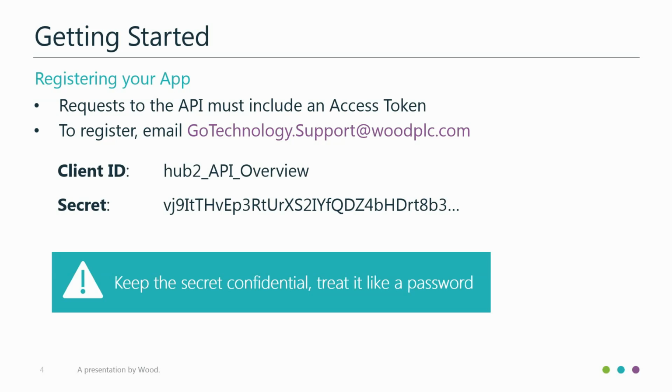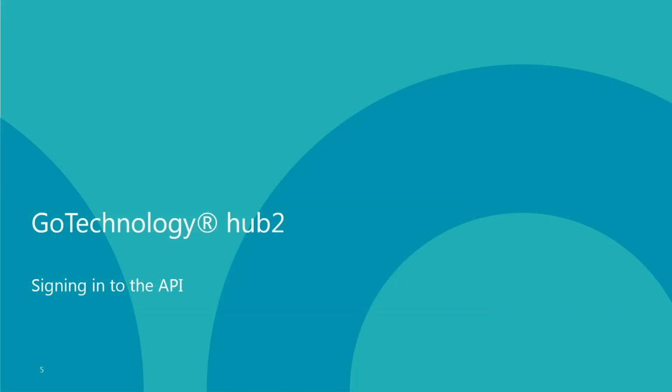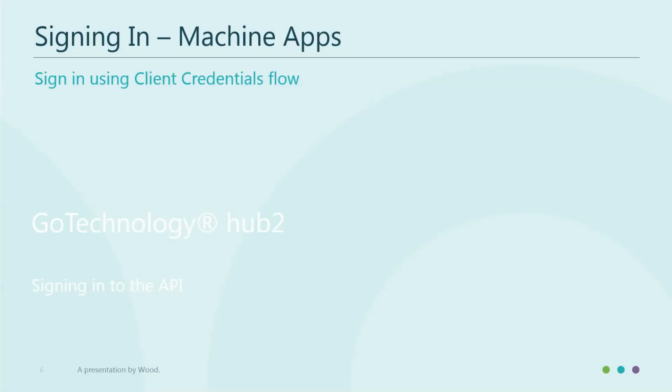Now that we've got our app registered, it's time to look at some code that lets us authenticate, or sign into the API. So I'm going to show you some code here which can be used by machine apps to sign in using the OpenID Connect client credentials flow. This is the workflow that we use in hub2 to sign in for machine apps, which are signing in with a client ID and a client secret.